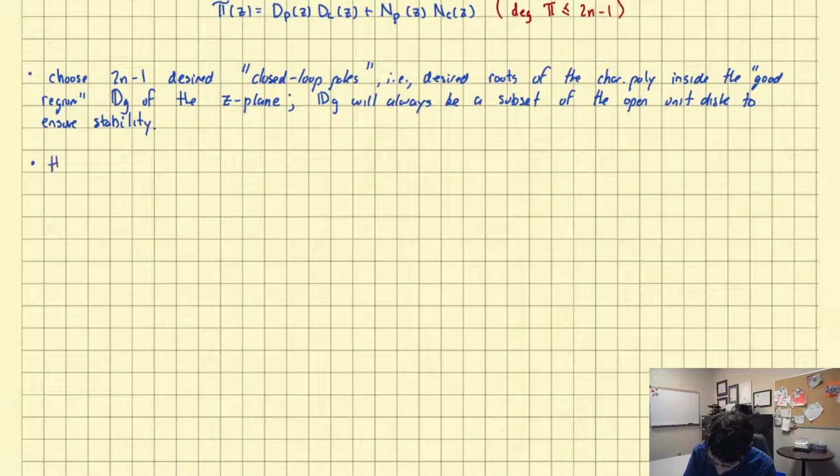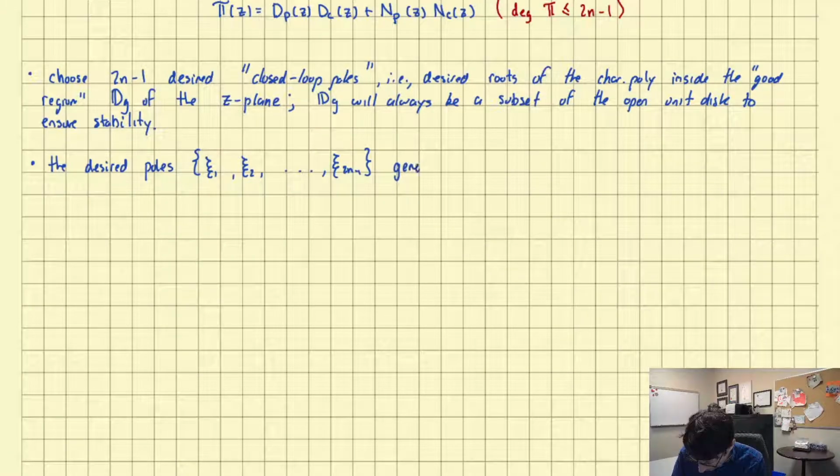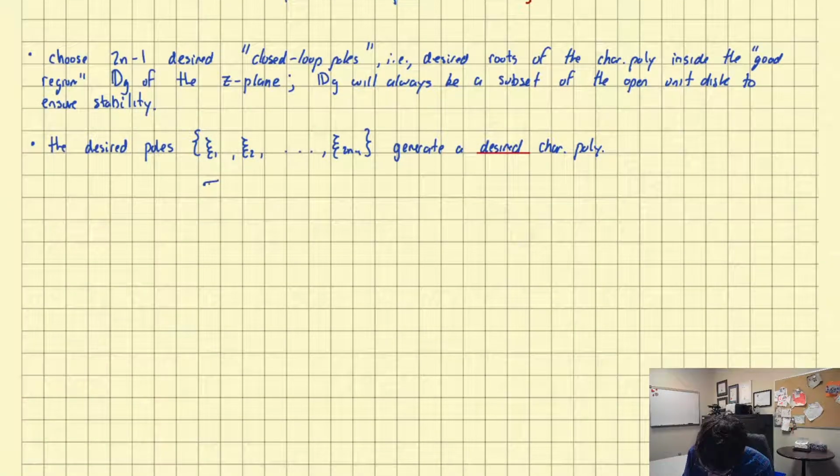So the desired poles, I need to choose 2n minus 1 of them. In continuous time, we use the symbol lambda. In discrete time, I'm going to use the symbol xi. So xi1 and so on. The desired poles define or generate a desired characteristic polynomial. In the same way as continuous time, we're going to get this desired characteristic polynomial, pi desired of z, which is going to be the polynomial whose roots are these locations that we've picked.